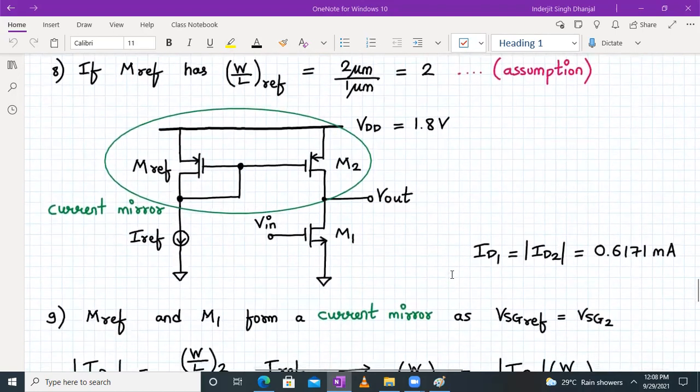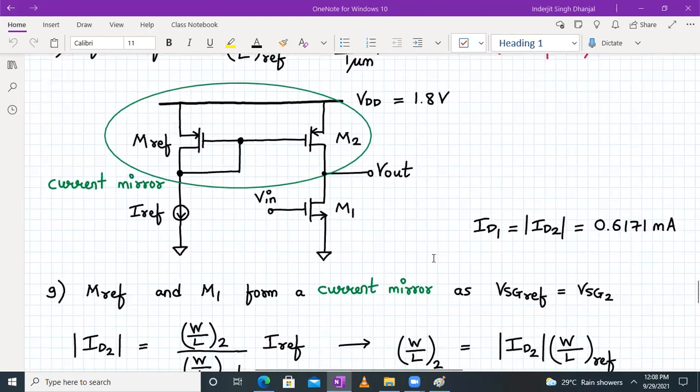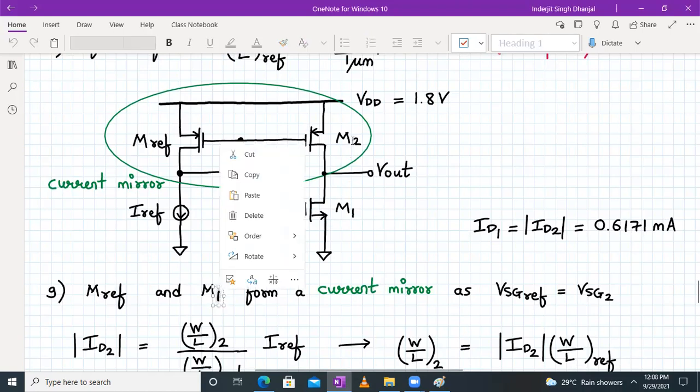And now if you come back to this circuit, you see carefully M2 transistor and M reference transistor form a current mirror. And we have already calculated ID1 value, which is same as mod of ID2, which is coming out to be 0.6171 milliamperes. Okay. Now M1 and M reference and M2, this is M2, right? This should be M2, not M1. So let me correct it. M reference and M2 transistor will form a current mirror. Okay. So let me add that M2 over here.